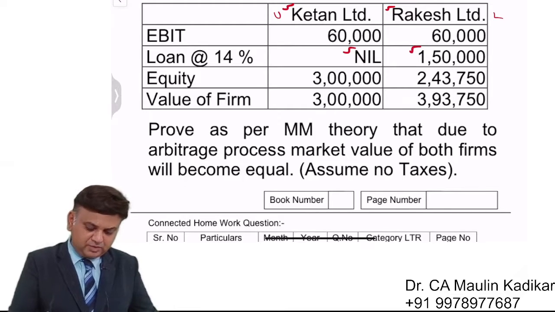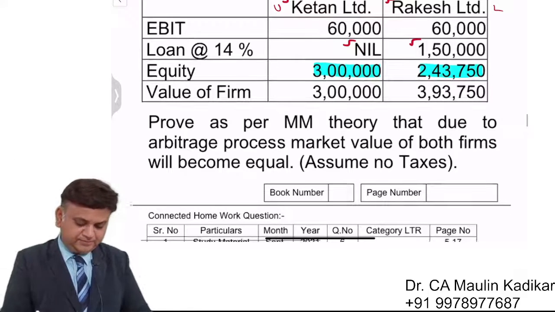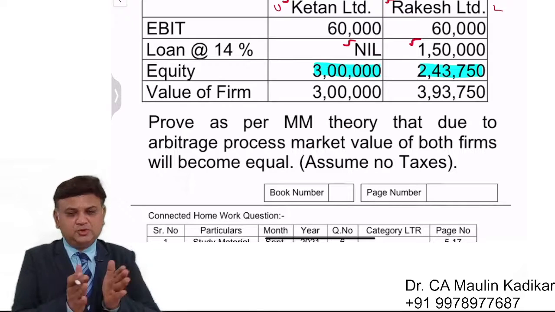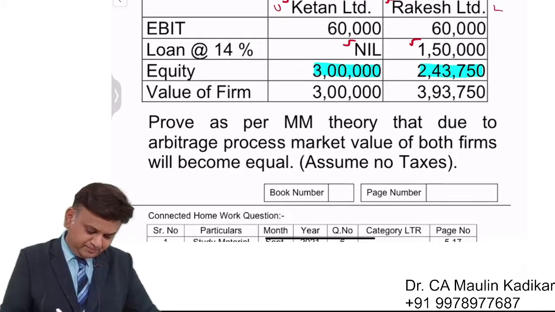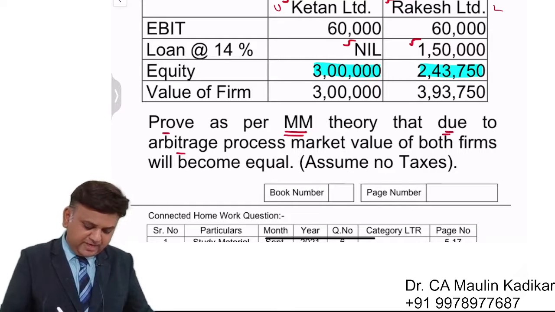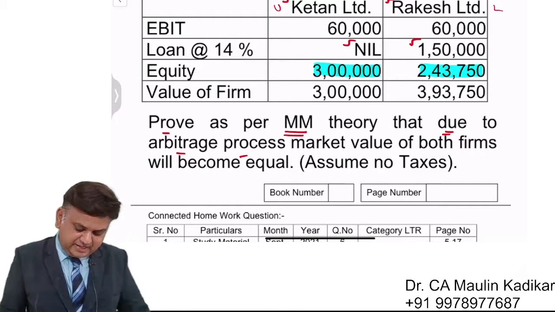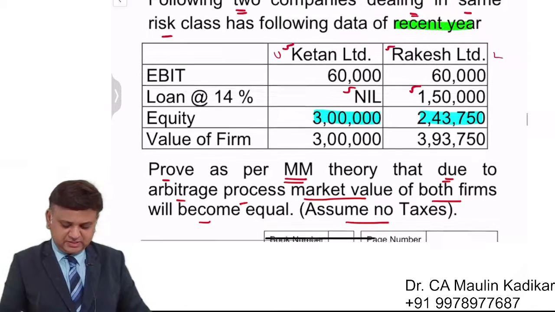Equity value. For Ketan it is given 3 lakhs and for Rakesh it is given 2,43,750. Value of the firm is the total of both of them, debt value plus equity value. Prove as per Modigliani Miller approach theory that due to arbitrage process, market value of both firms will become equal, assuming no taxes.